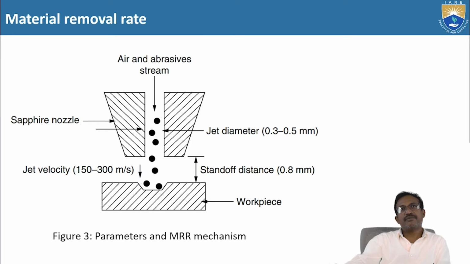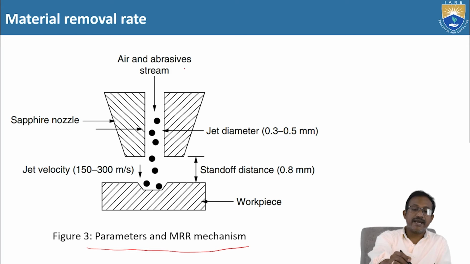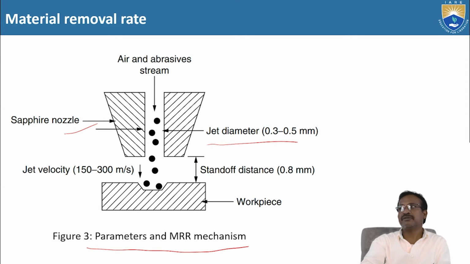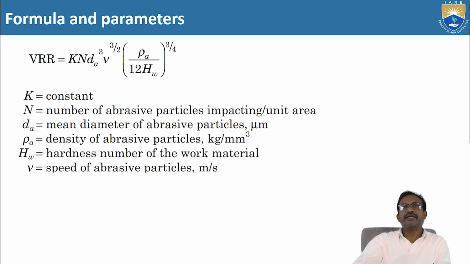Next, material removal rate. Figure 3. Let us see the various parameters involved in this material removal rate mechanism. Air and abrasive stream will enter. This is the sapphire nozzle. This is the jet diameter. This is the standoff distance, that means the distance between the tip of the nozzle to the workpiece surface. And jet velocity. This is the workpiece.